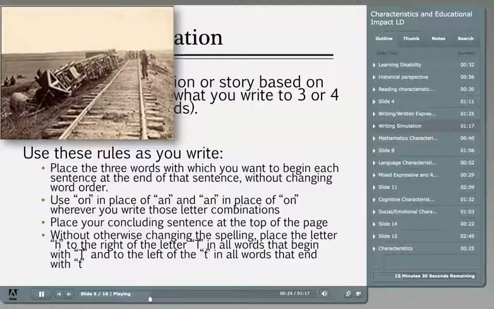Place the 3 words with which you want to begin each sentence at the end of that sentence without changing word order. Second, use "on" in place of "an" and "an" in place of "on" wherever you write those letter combinations. Third, place your concluding sentence at the top of the page. Fourth, without otherwise changing the spelling, place the letter H to the right of the letter T in all words that begin with T, and to the left of the T in all words that end with T. You may want to pause the lesson while you write.